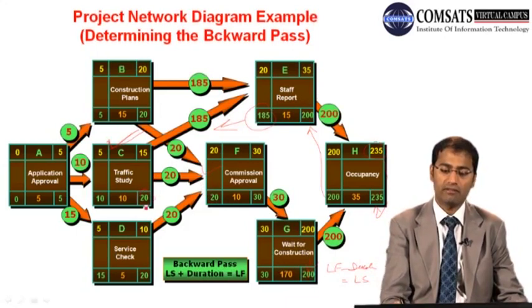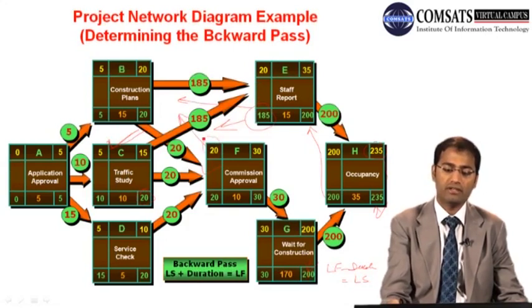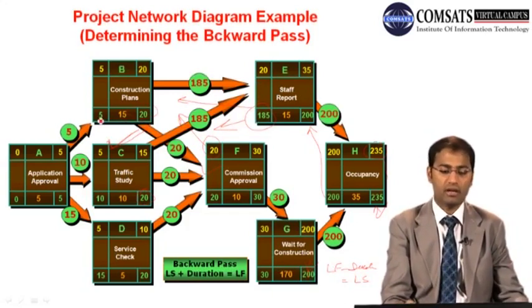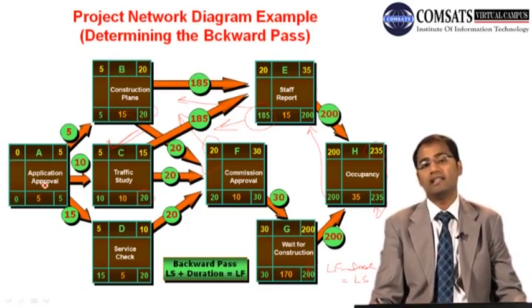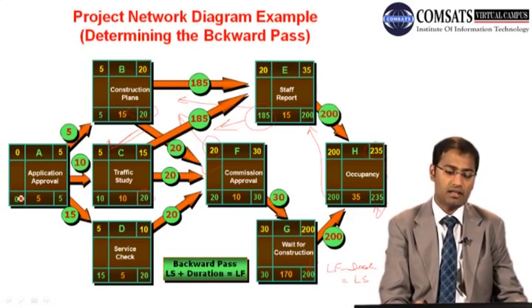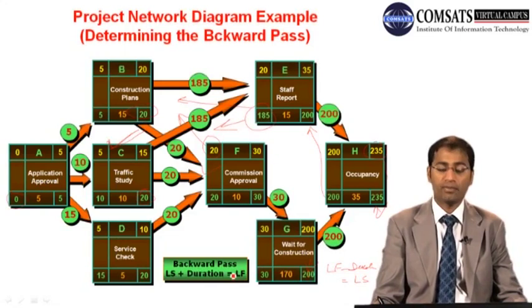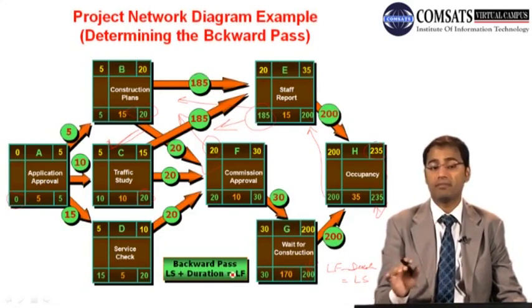So 20 is very fine, and for that 185 will go over there or 20 will go over there. So we will choose 20, which is the least one. So we are having 20 minus 15. Okay, so in this fashion we get to that first activity from where we have started. Now forward pass is complete, backward pass is complete.